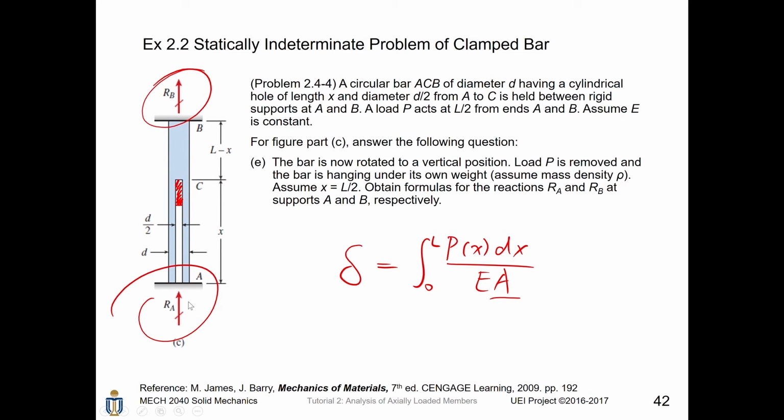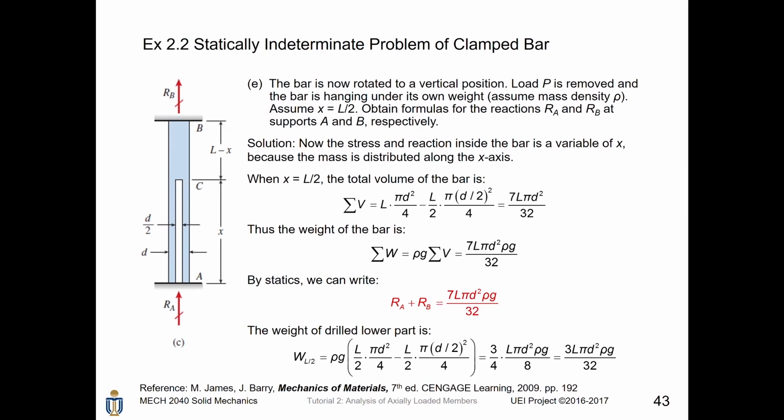In this case, we can see the areas for the two sections are both regular. The area is constant for both sections. However, P, the tensile or compressive load, will be a variable of x. Firstly, let's still consider this problem in terms of statics. We know that those two reactions are going to support the weight of the whole bar. Therefore, let's try to find the weight of the whole bar.